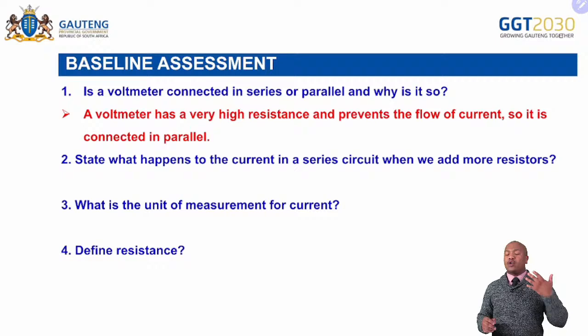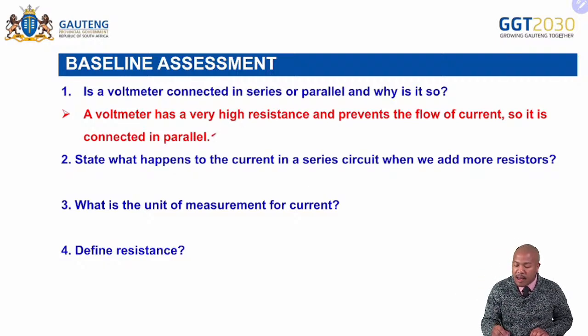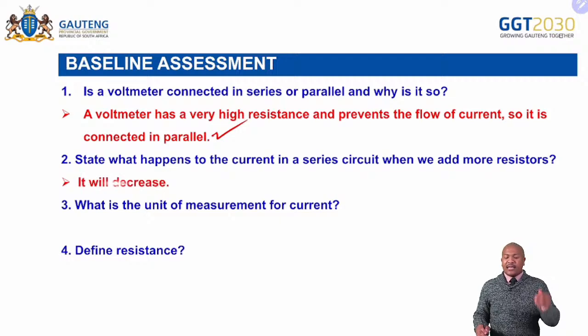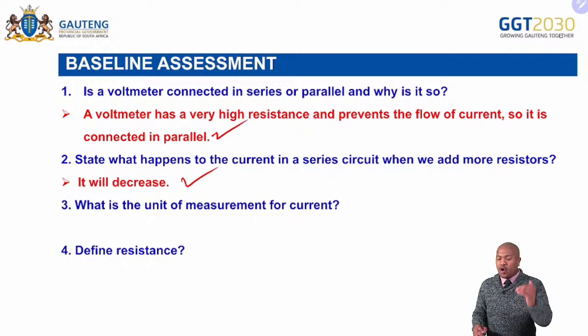This is because a voltmeter has a very high resistance and prevents the flow of current, and that's why we have to connect it in parallel. Number two, state what happens to the current in a series circuit when we add more resistors. It will decrease, right? As you add more resistors, the current will decrease because now they offer more resistance in that series circuit.